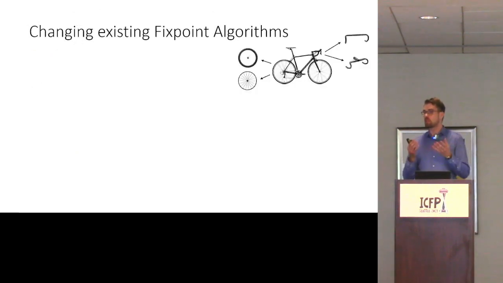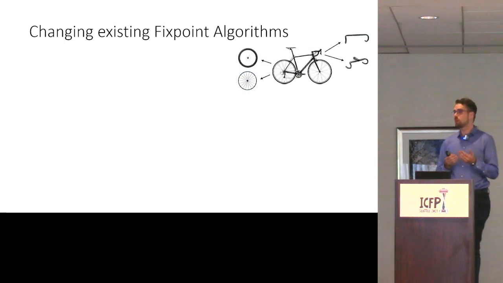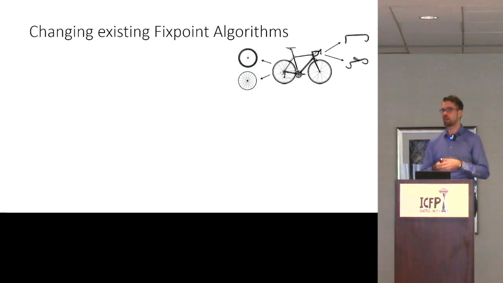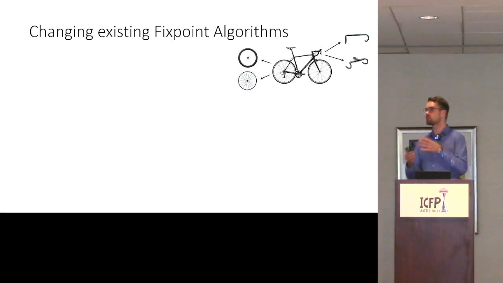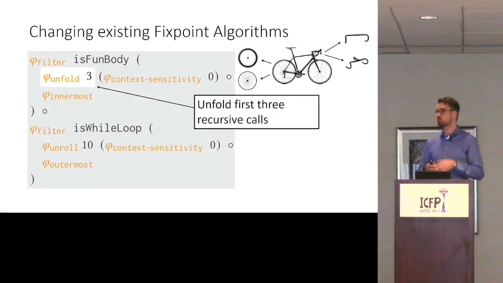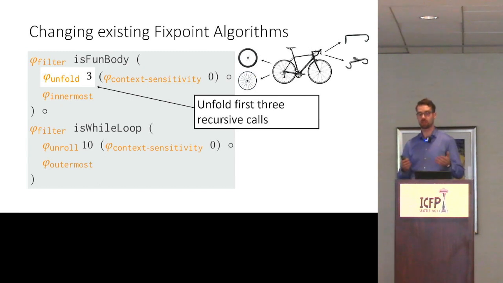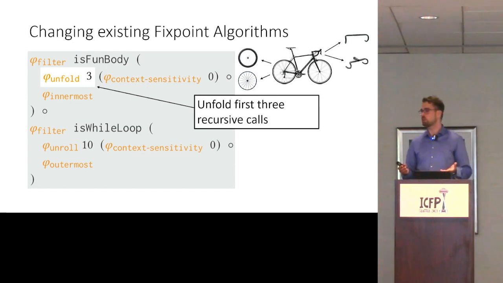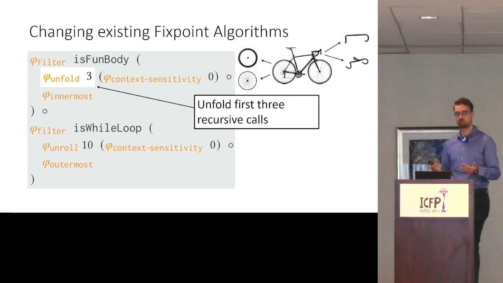Now let's see how these combinators allow us to make changes to existing fixed-point algorithms. Specifically, we can make changes by adding, removing, or rearranging combinators. For example, we can increase the precision of the algorithm from before by adding this unfold combinator, which always unfolds the first 3 recursive calls, before calling the argument combinator, which decreases precision to enforce termination.